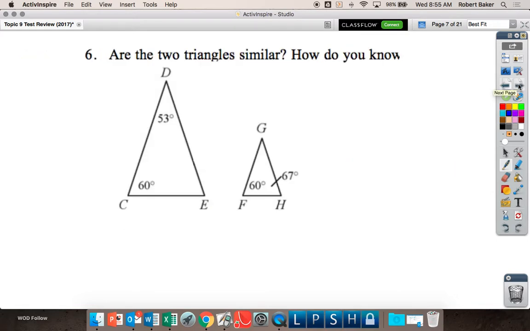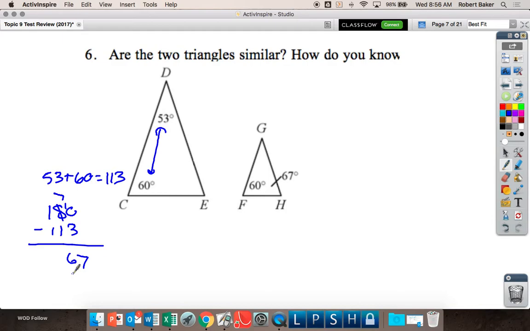Are these 2 triangles similar? Guys, this is one of the ones that y'all goofed on a lot. You see how there's 2 angles in this triangle? Just go ahead and do a little bit of math and find the third one, please. So if you add these 2 numbers together, 53 plus 60 equals 113. Now if I do 180 and subtract 113 from it, you get 67. So I know for a fact that this angle is 67.